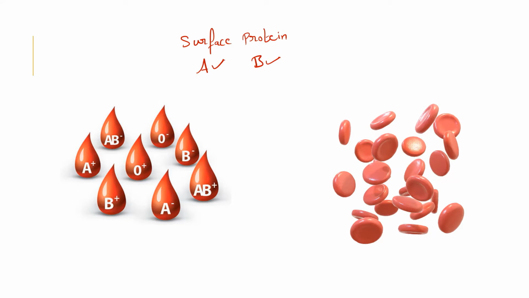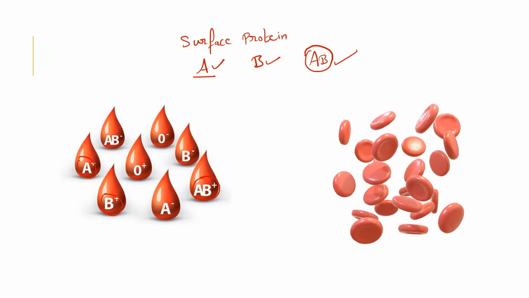If both of them are present on the RBC, then you have the blood group AB. So if you have an antigen or a surface protein A on your RBC, your blood group will be A. If there's B, your blood group will be B. If you have both the antigens, both the A and B surface proteins on your RBC, your blood group will be AB. It's a simple concept, but there's one more thing.